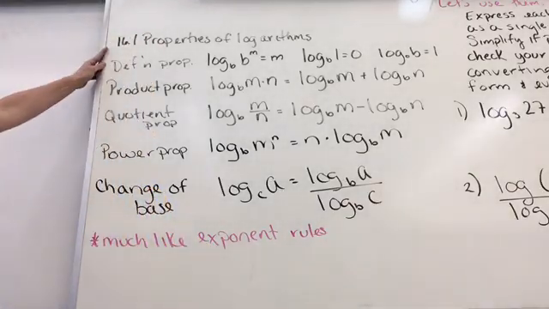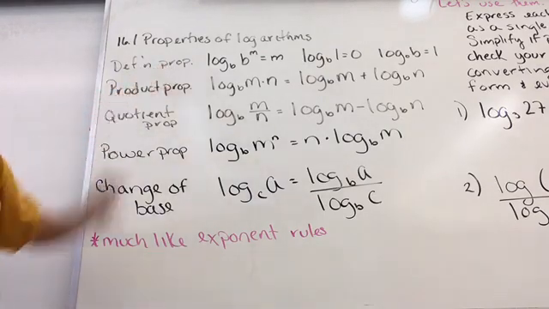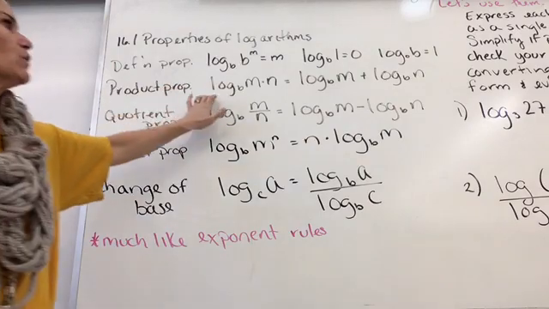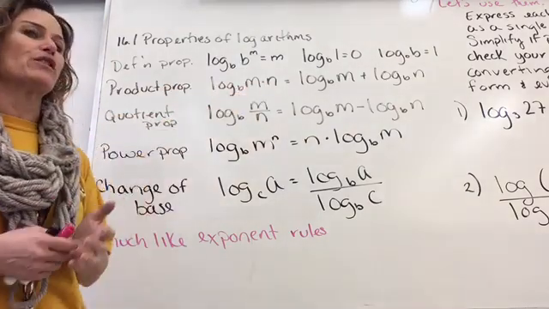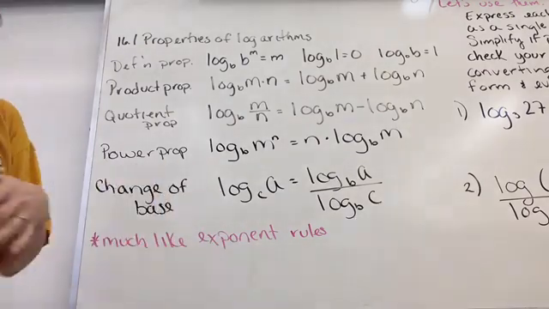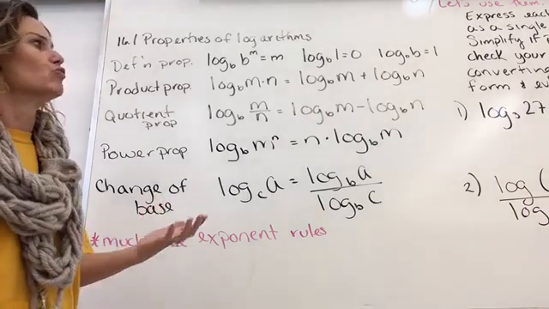All right, 16.1 properties of logarithms. So, definition property, here we have it at the top. We have a product property, which is basically saying if you have two things that are being multiplied, it's like taking the log base b of m plus log base b of n.